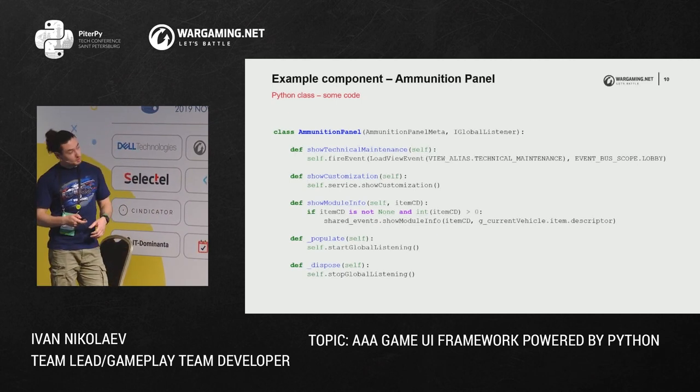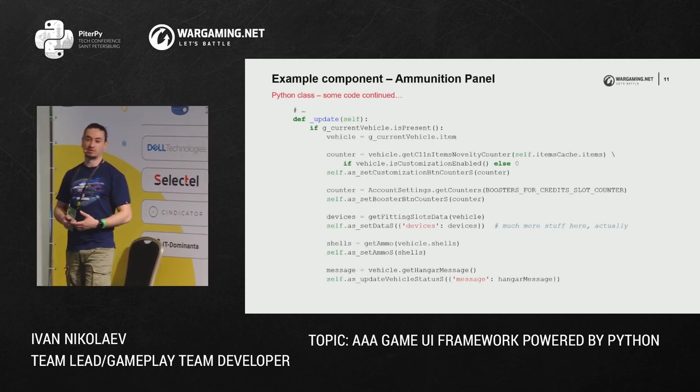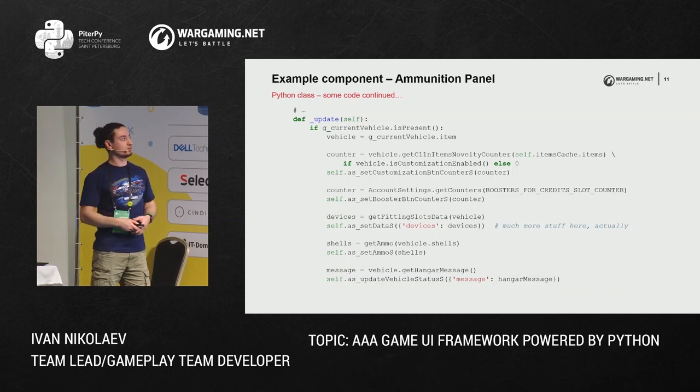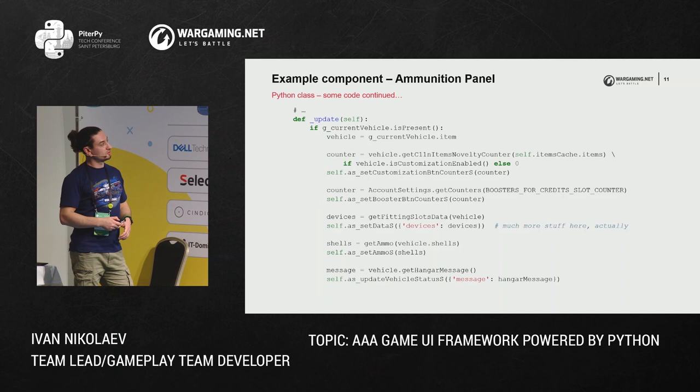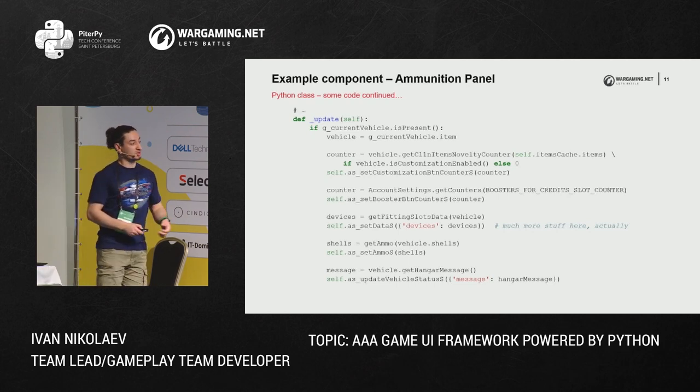But the real meat happens here. We have this update method, which usually reacts to all sorts of events, like the vehicle came out of the battle, or it's destroyed, it gets sold, or something like that. So you, for example, pick up global variables, and start to update all the pieces of the interface imperatively. You tell the Flash that, hey guys, I need here my counters on the boosters, on the customization, new entries, and so on. And you have these huge dicts. Actually, the devices stuff is really big, and there's a lot of stuff happening there. So you populate it imperatively.